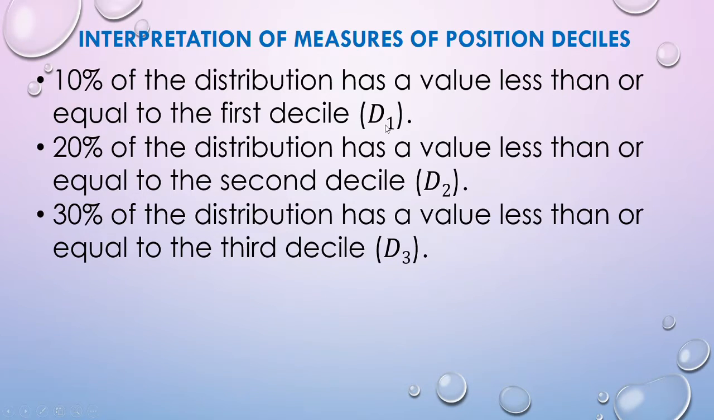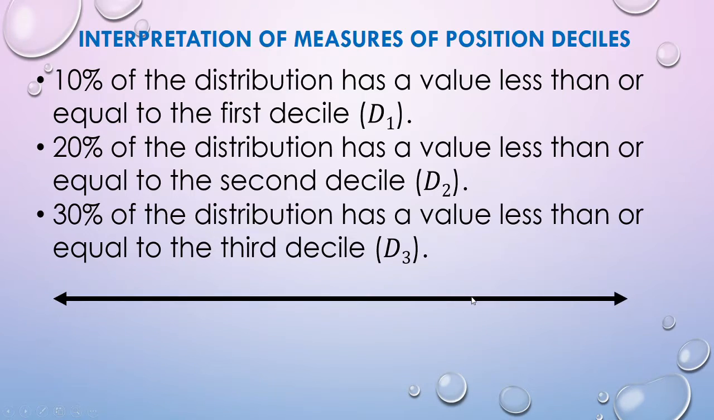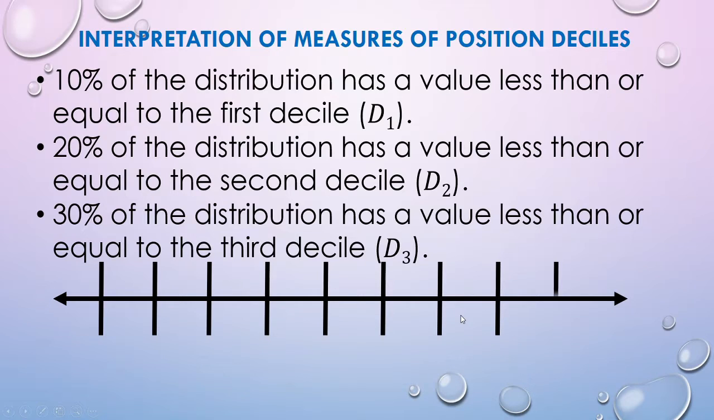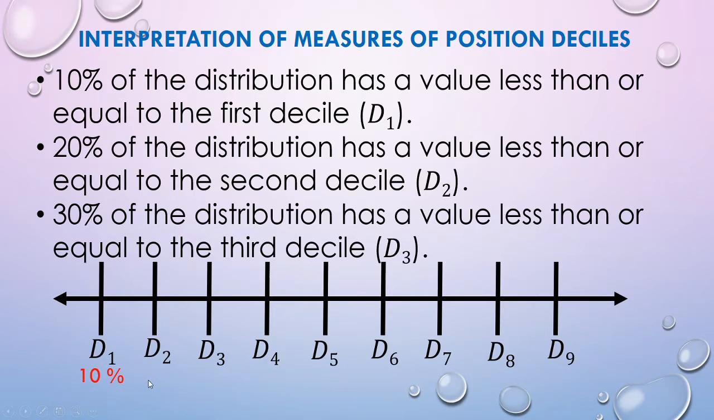So, ang representation niya ay D sub 1, D sub 2, D sub 3. So, look at the illustration. Hinati ito sa 10. Kaya, ang divisions na ginamit ay 9. So, ito yung D sub 1 to D sub 9. Tapos, ito yung 10%, 20%, 30%, and so on up to 90%. So, katulad din ng definition, ng interpretation dun sa quartile.